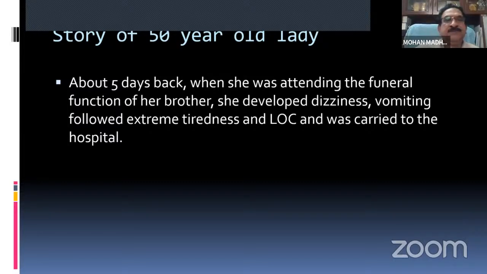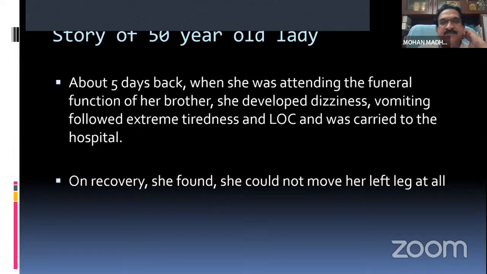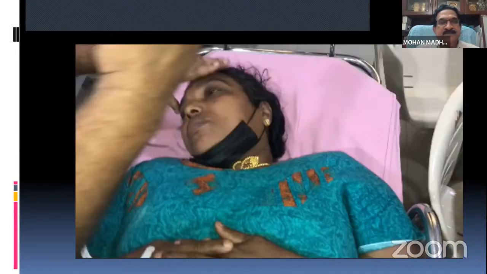Okay. So, this is a story of a 50-year-old lady. About 5 days back, when she was attending the funeral function of her brother, she developed dizziness, vomited once, followed by extreme tiredness and apparent loss of consciousness, and was carried to the hospital. On recovery from the unconscious state, she found she could not move her left leg at all. This is the video of the patient.